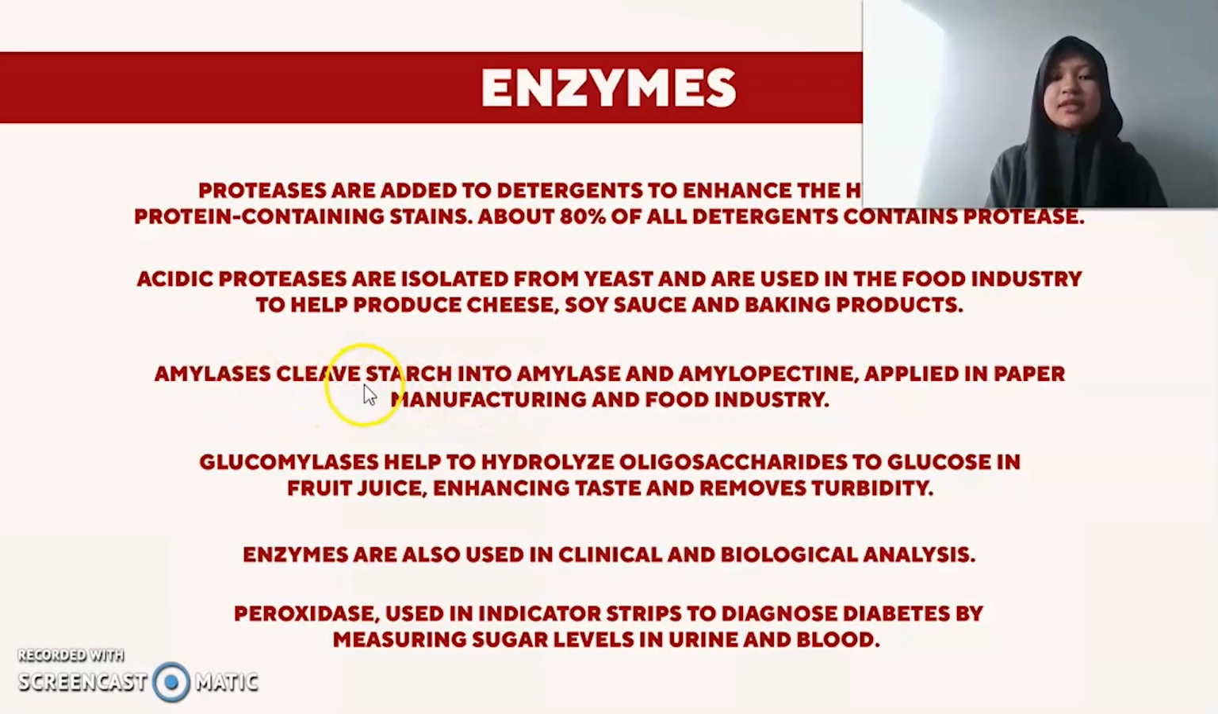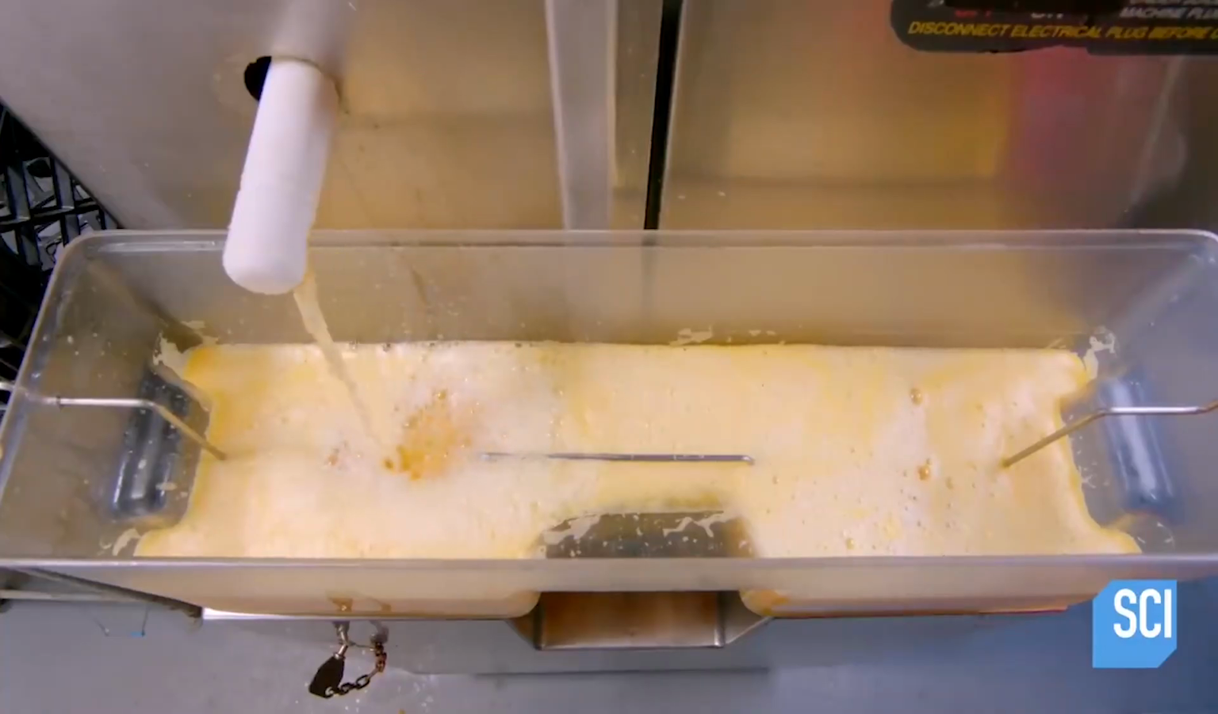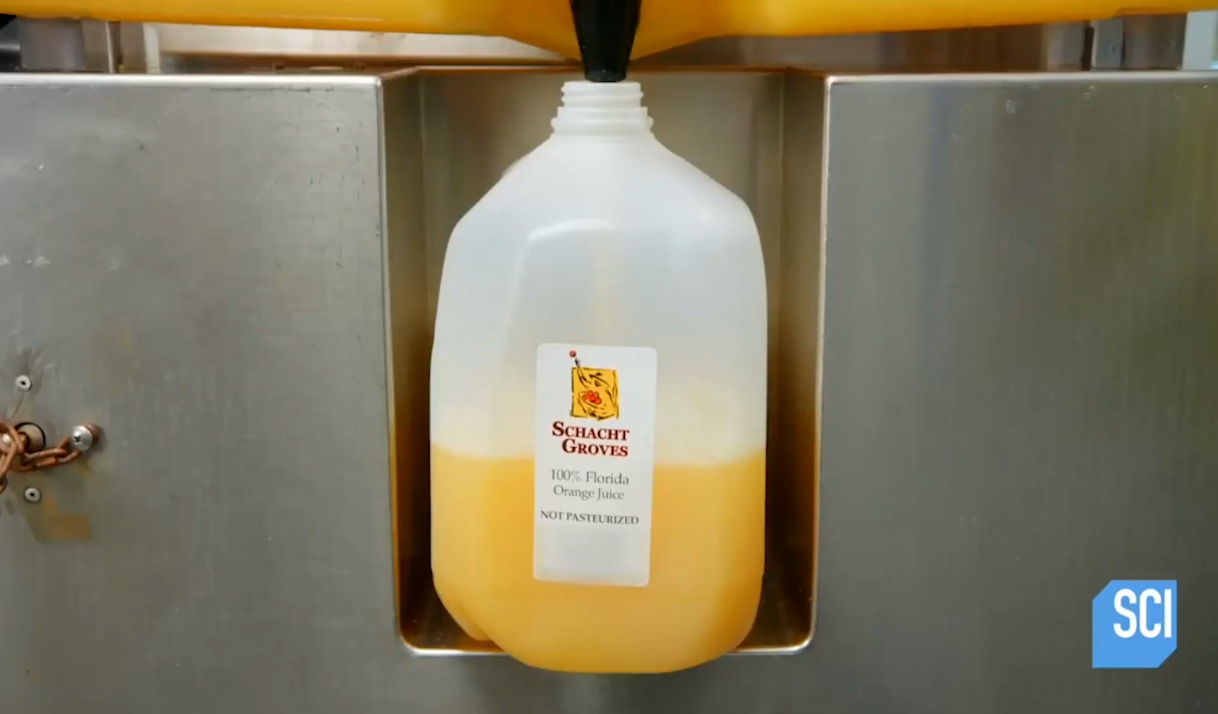Amylases. Amylase cleaves starch into amylose and amylopectin. It is applied in paper manufacturing and the food industry. Next, glucoamylase. Glucoamylases help to hydrolyze oligosaccharides to glucose in fruit juice, enhancing the taste and removing turbidity.